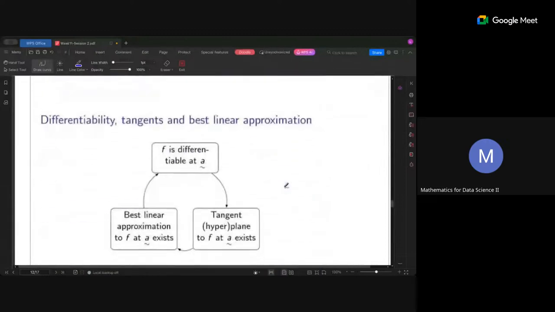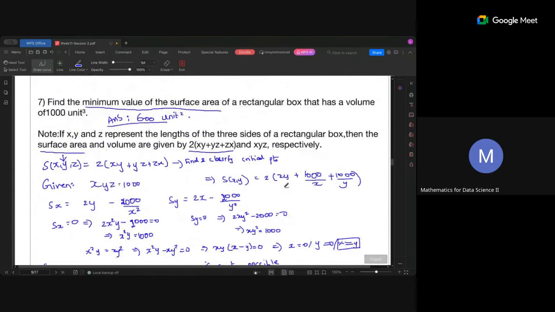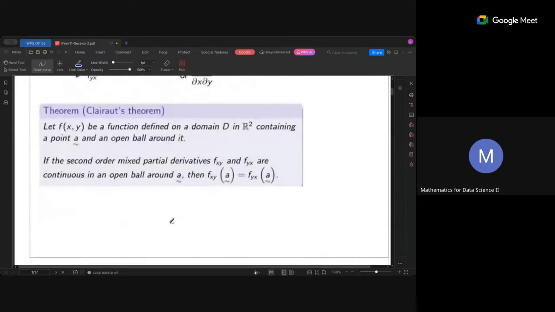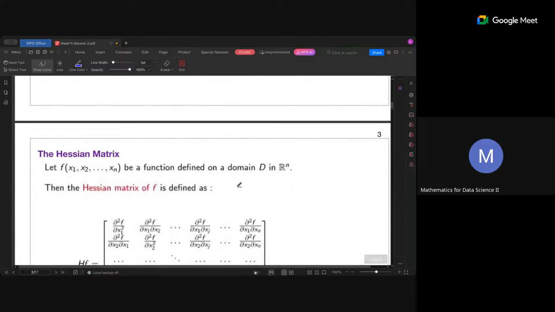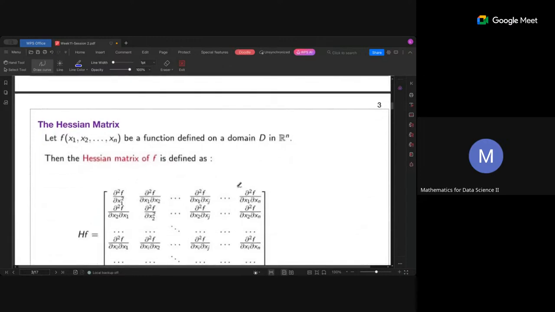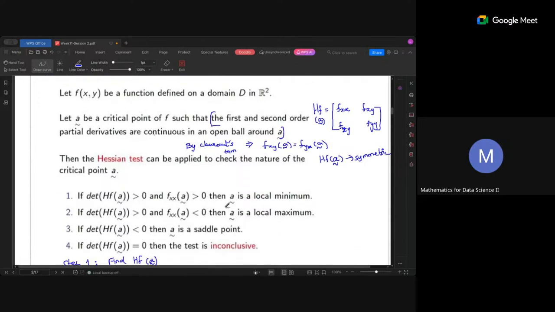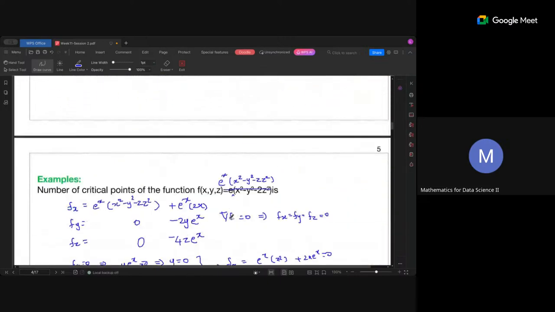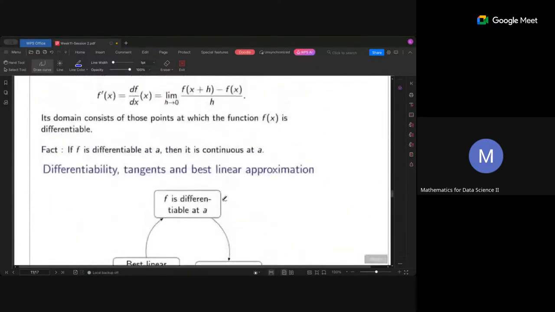Okay, so now this is the end of week 11. In fact, the end of the entire Math 2 syllabus. We are done with the syllabus. So in week 11, what are the things we have seen? We first saw higher order partial derivatives and how Clairaut's theorem helps us equate mixed partial derivatives. And then we saw classification of critical points, which is the main topic in week 11. First we saw the Hessian matrix, and then how it is used for classifying critical points. For functions of two variables we had this procedure, and for functions of three variables we had this procedure. So you know how to apply these things. And then finally, we saw the differentiability of n variable functions. So that is all there in week 11.